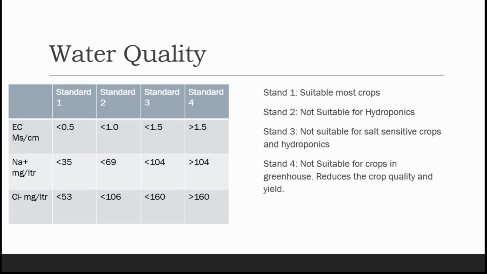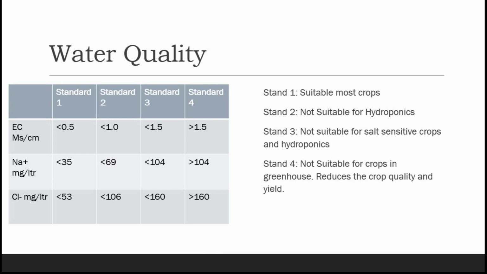Here, what actually the water quality is. There are 4 standards of water quality, and the best suited standard is standard 1. So the standard 1 water quality is one whose EC is less than 0.5, sodium level is less than 35, and chlorine level is less than 53.